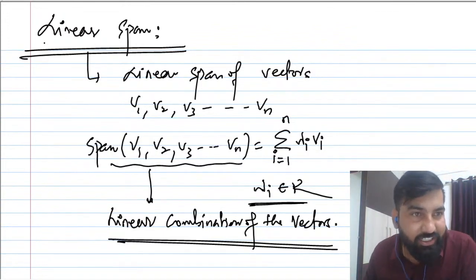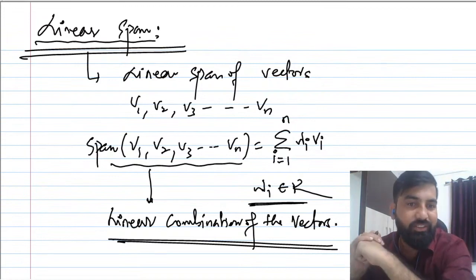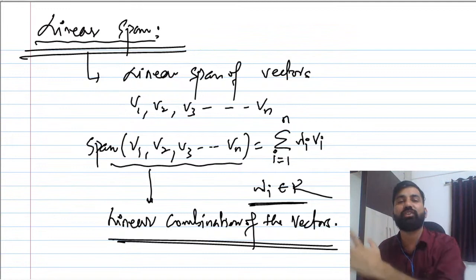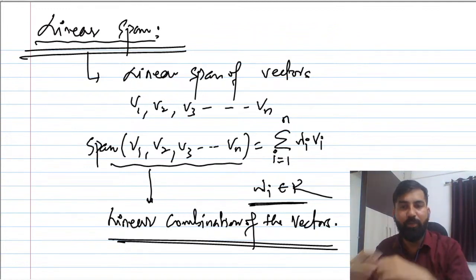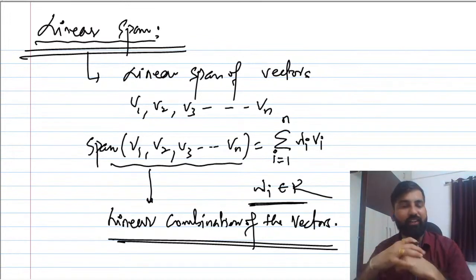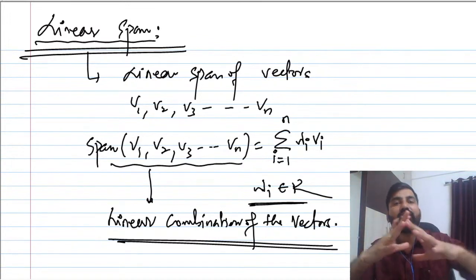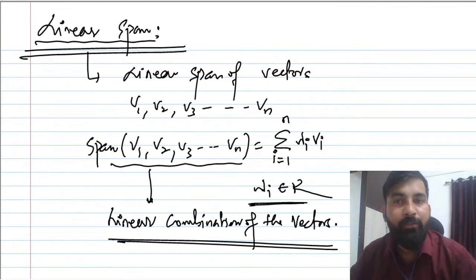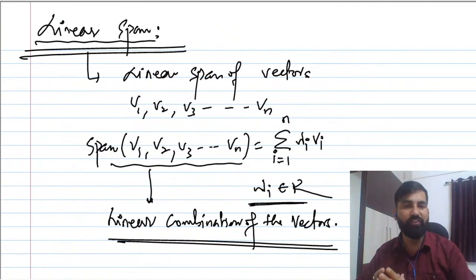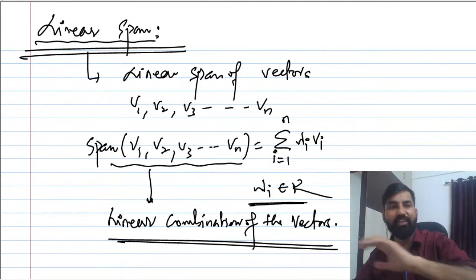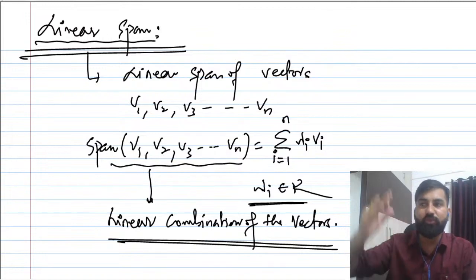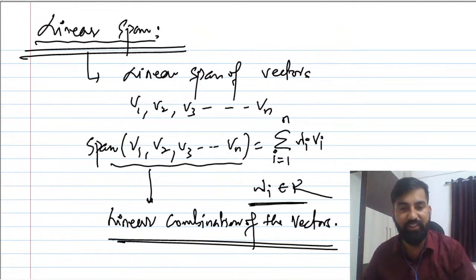So linear span is nothing but the linear combination of the given vectors, whatever vectors you have, v1, v2, v3, dot dot dot vn. So I hope everybody knows the meaning of a linear combination of vectors and how to write it, right? In fact, whenever a system of linear equations is given, we form a coefficient matrix. Those column vectors can be written as a linear combination of column vectors, which gives you the right hand side, say b, if b is given.